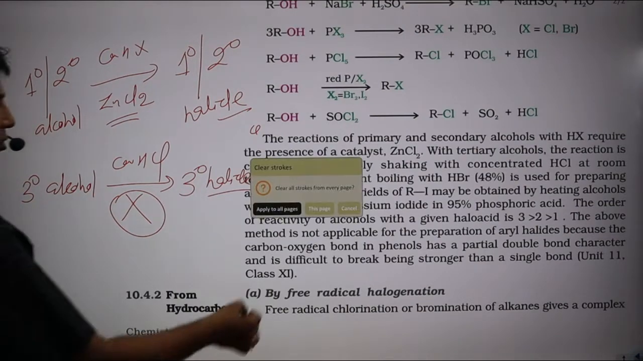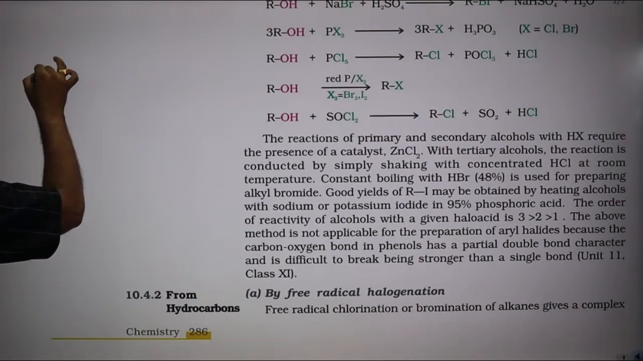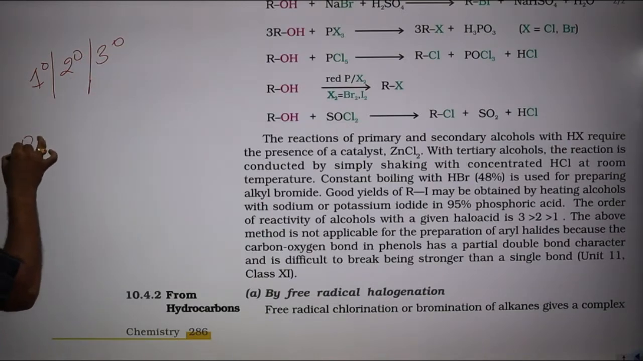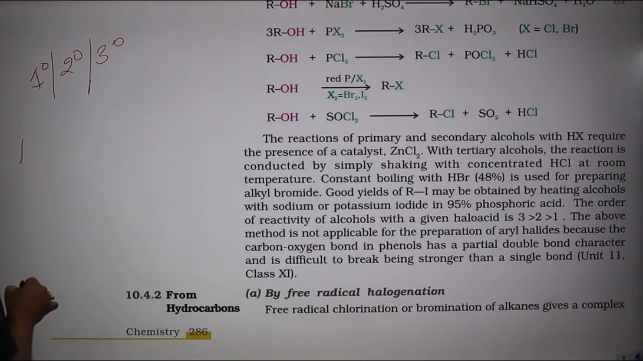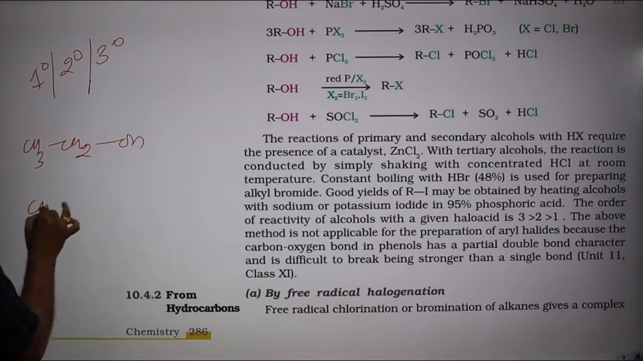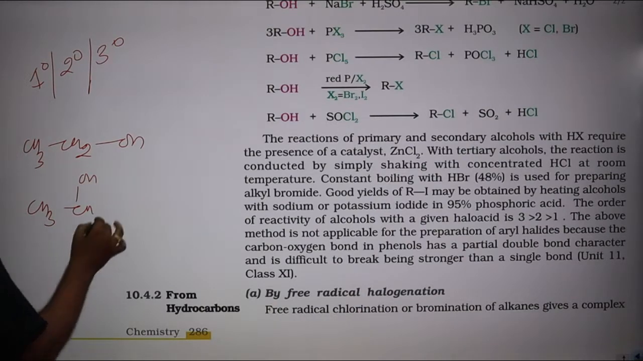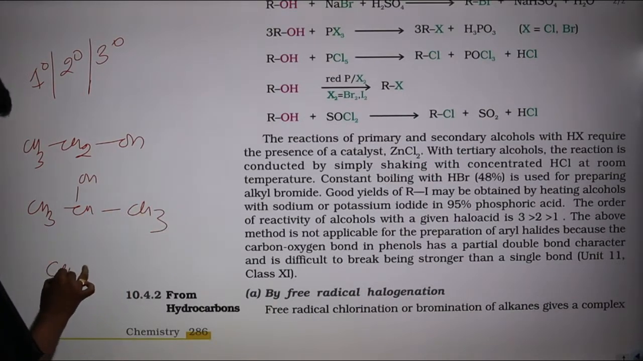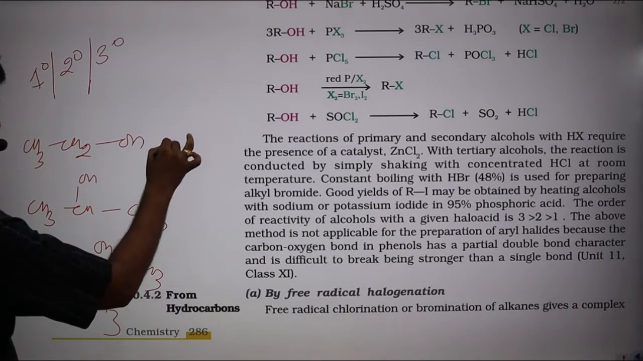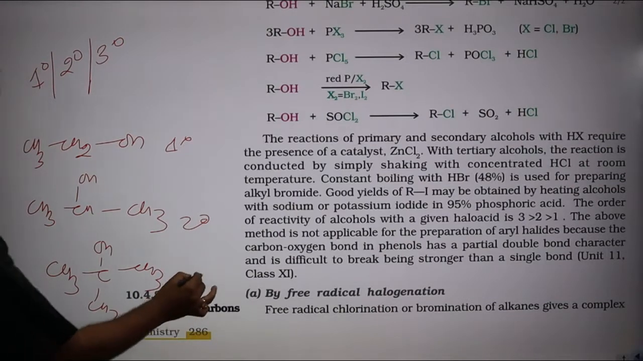If we talk about the reactivity of alcohols, we have primary, secondary and tertiary alcohol. Keep in mind, this is what we have. Let me write: this is primary, CH3 CH2 OH. Secondary, CH3 CH OH with CH3. And we have CH3, C, OH, CH3 and CH3. This is primary, this is secondary, and this is tertiary alcohol.